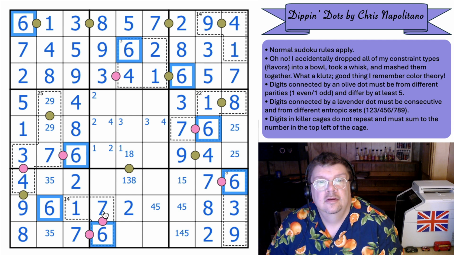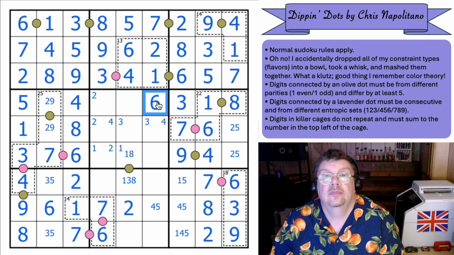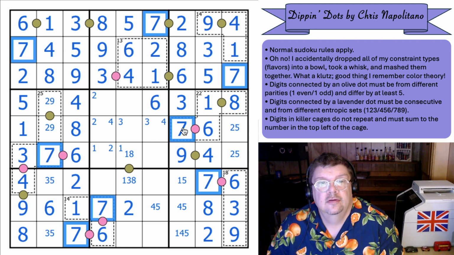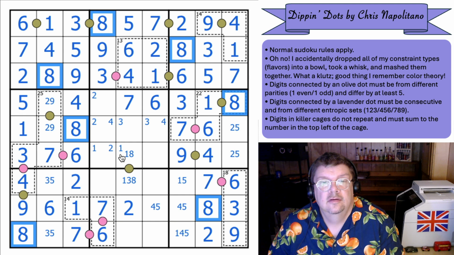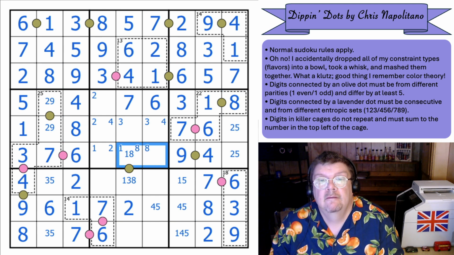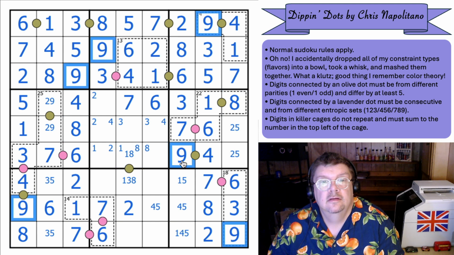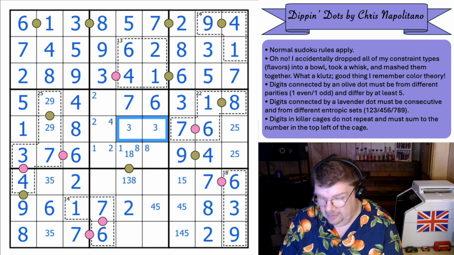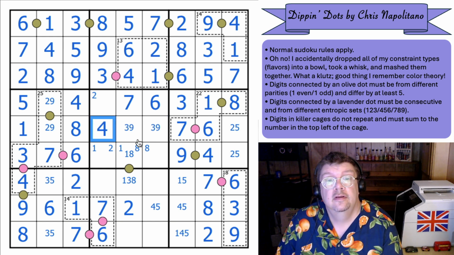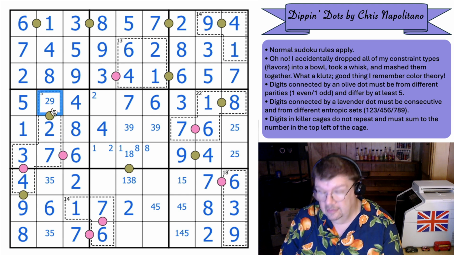6's. Okay. Yes, that is a 6. 7's. That's a 7. 8. One of those two's an 8. 9. Not 9. Okay, one of those two is a 9. That makes that a 3-9 pair. That makes that a 4. That 3-9 makes that a 2 and that 9.